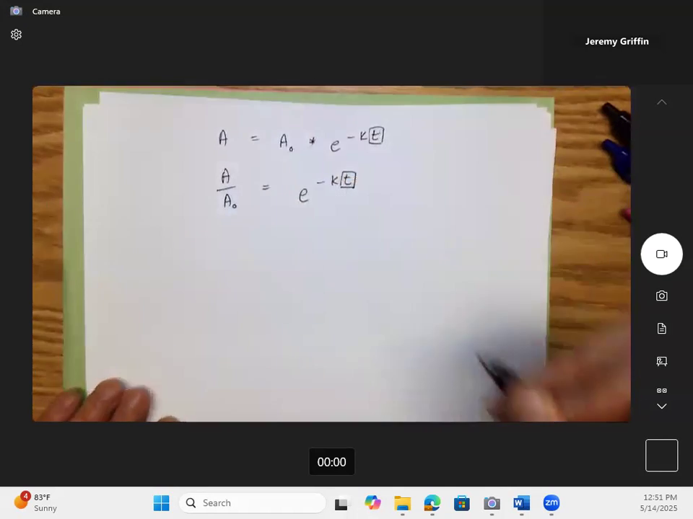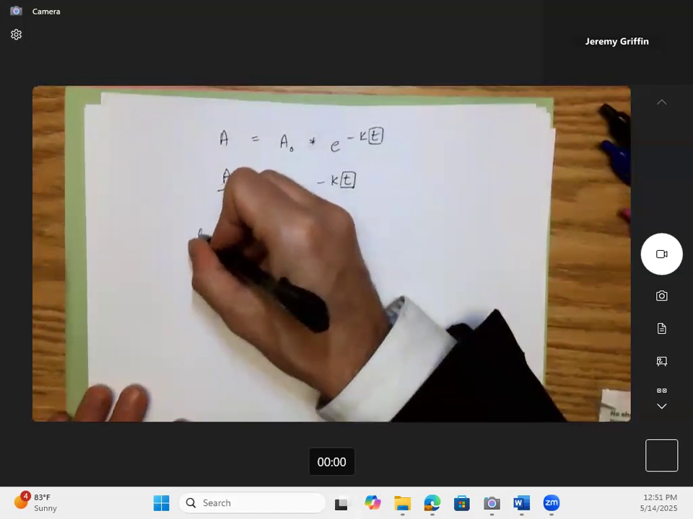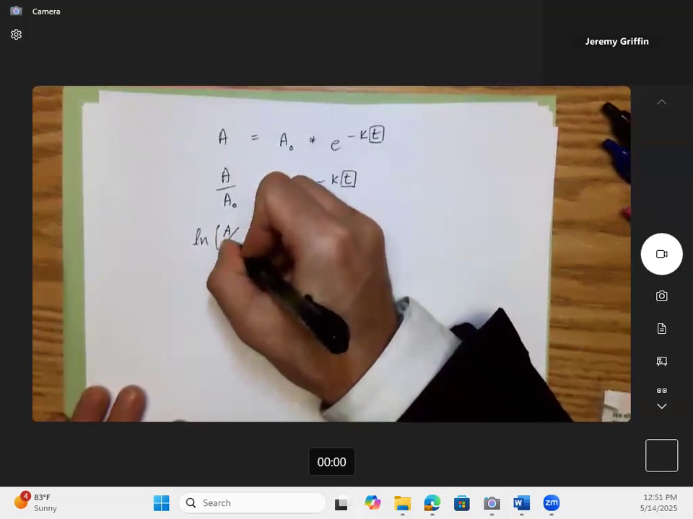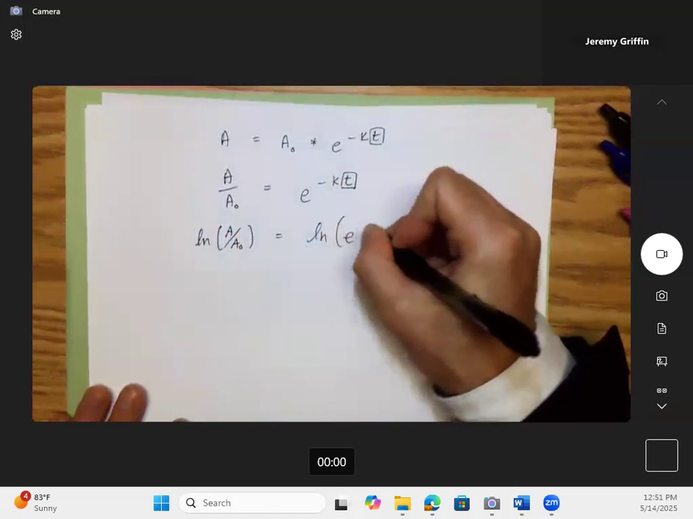Remember, our goal is to solve for that t. What you're solving for is in an exponent. How do you solve for that? You have to apply a what? Aha, natural log. Take the natural log of the left side is equal to the natural log of the right side.